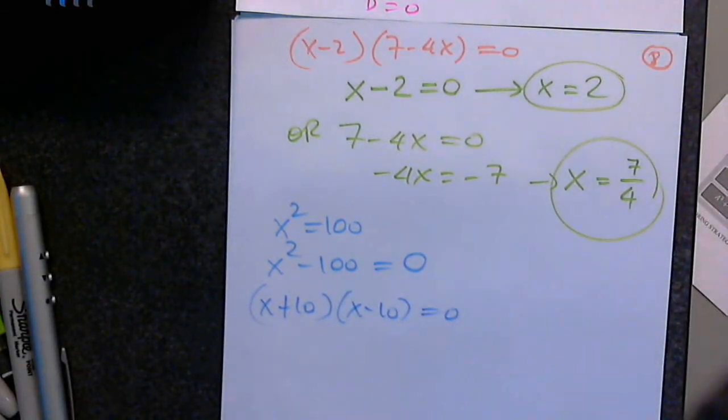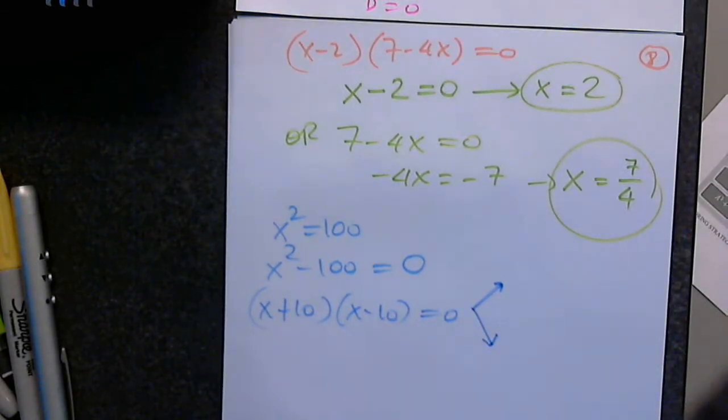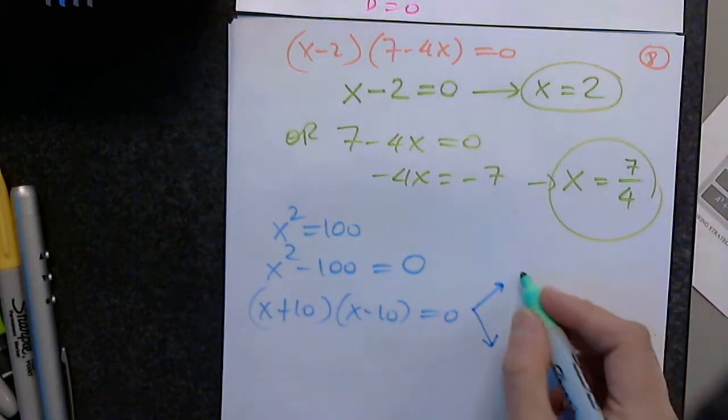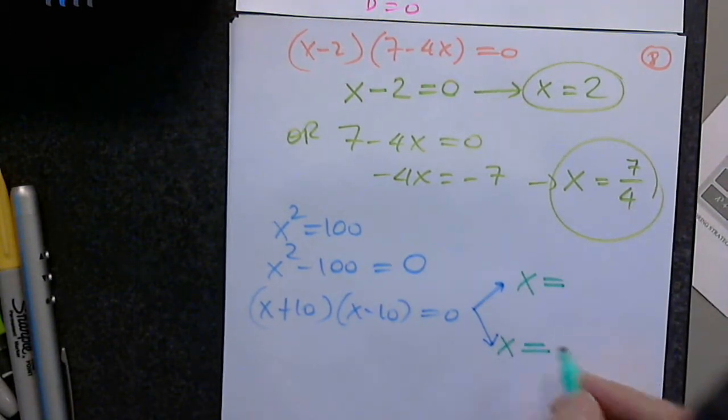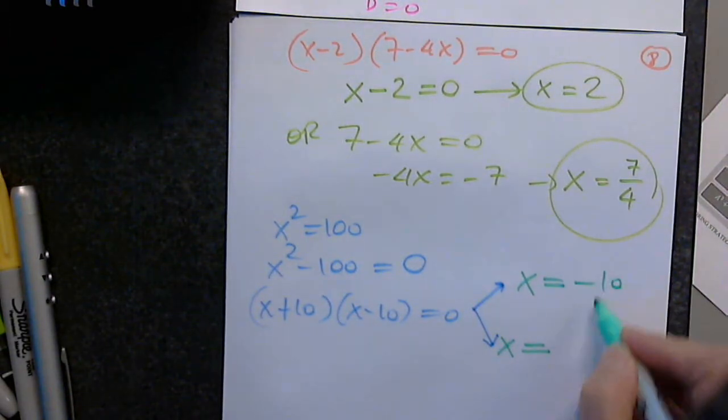Now, the zero product principle is applicable. I have two factors on one side and I have 0 on the other. So then you will give me two options, not just one. The equation is quadratic. I have to have two solutions. So then, x equals and x equals: -10 and +10. That's it.